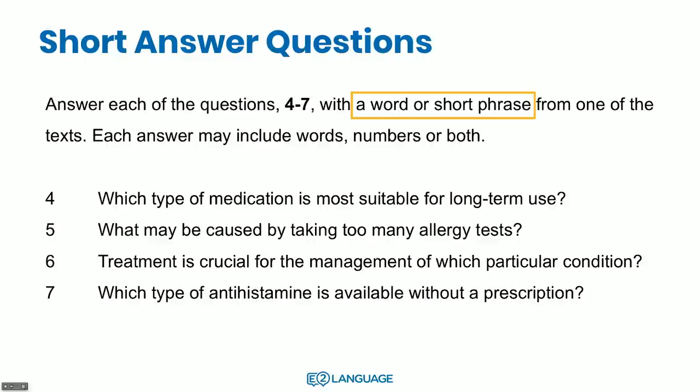So number 4, which type of medication is most suitable for long-term use? Even by just reading that question, which type of medication, we're getting an idea of which text to look in, because that's the first step. You don't want to look across the 4 texts each time. You want to read the question and go, aha, that's from text B. I'm going to look in text B for that answer because it's about treatments, for example.